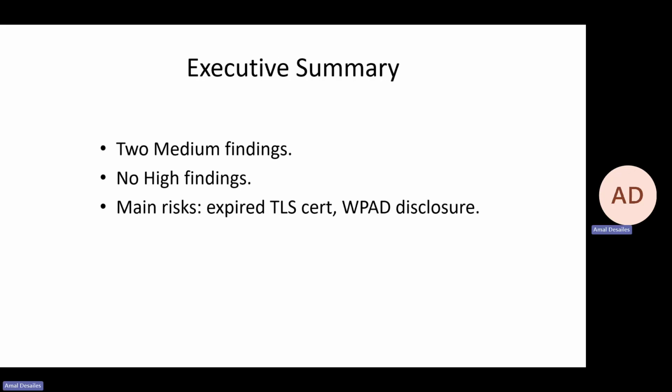So the next one is the executive summary. Now that the methodology is clear, here is the high level summary of my results. The Linux server contained two medium severity vulnerabilities, and there were no high severity vulnerabilities. The first issue discovered affected encrypted communication and proxy auto discovery, both of which can be leveraged by attackers to intercept or manipulate traffic. Remediation is straightforward but important. Addressing these two issues significantly strengthens the security posture of the server.